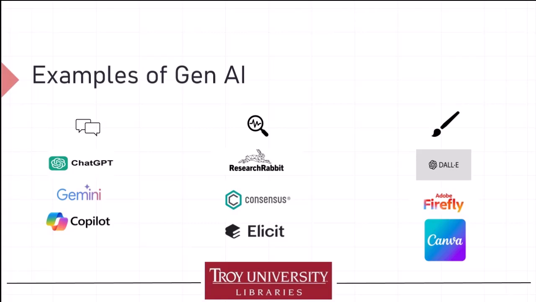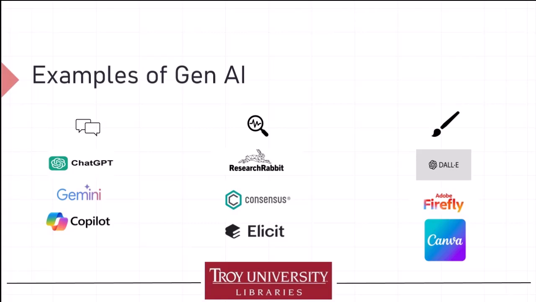Consensus is set up like a chatbot and helps researchers find and synthesize answers to research questions, focusing on scholarly authors' findings and claims in each paper. And then Elicit finds papers relevant to your topic by looking through papers and citations, and then synthesizes key information from each paper. Then over on the right, we have some really more art-specific generative AI.